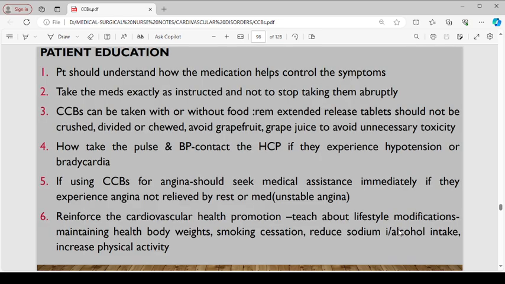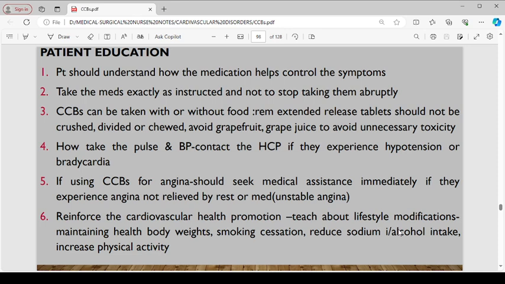In terms of patient education, you have to ensure that the patient understands how this medication works to control symptoms, by blocking the L-type calcium channels. All right. Also, you have to tell the patient to take the medication exactly as instructed and not to stop them abruptly, okay? Because this could cause rebound hypertension and also complicate the management. Calcium channel blockers can be taken with or without food. That is what the patient needs to know.